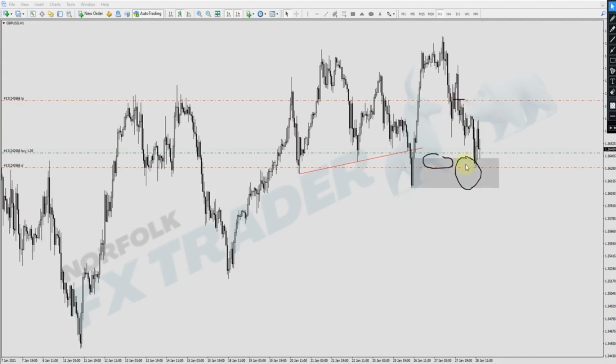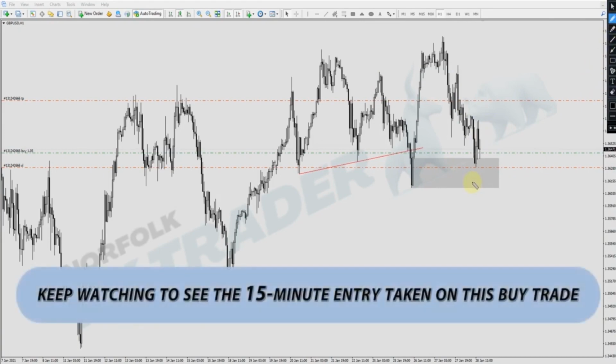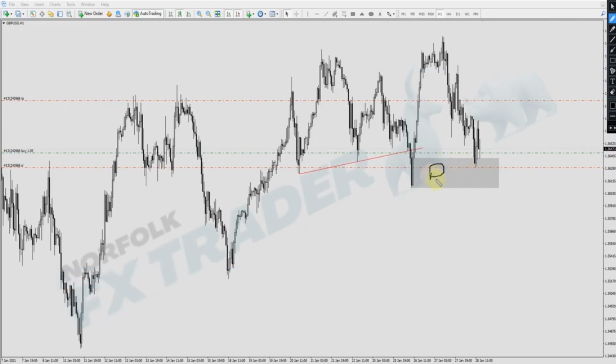So let's now dive deeper into why I've taken this trade. And we're going to take this off the chart. I'll go down to the 15-minute entry time frame in a moment. So keep watching to find out how I actually caught the entry. But the setup itself is coming based off this area of 1 hour demand.